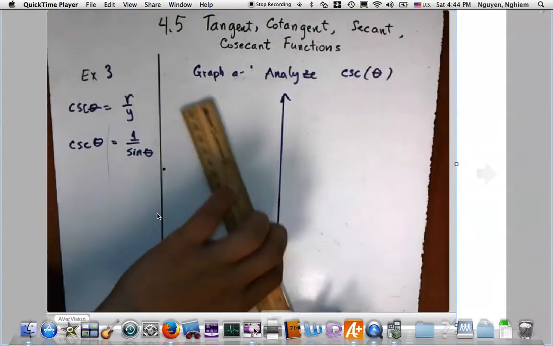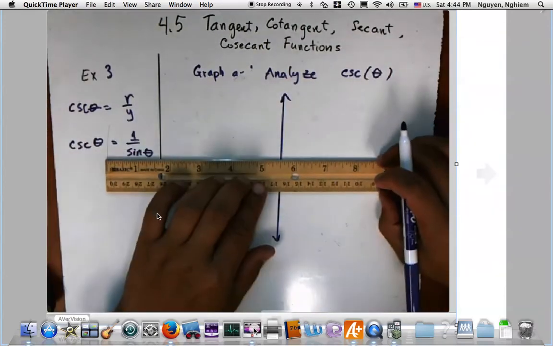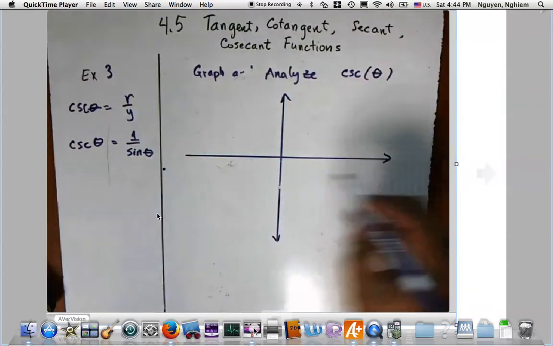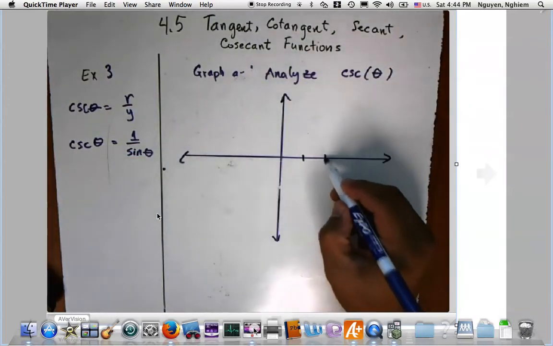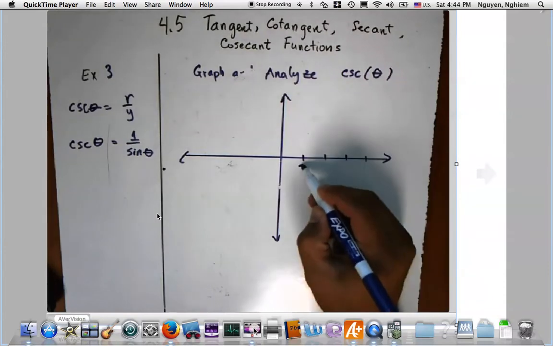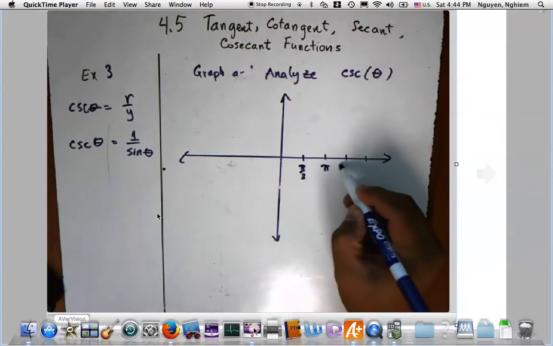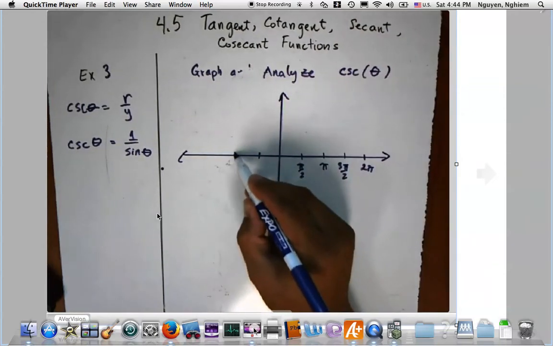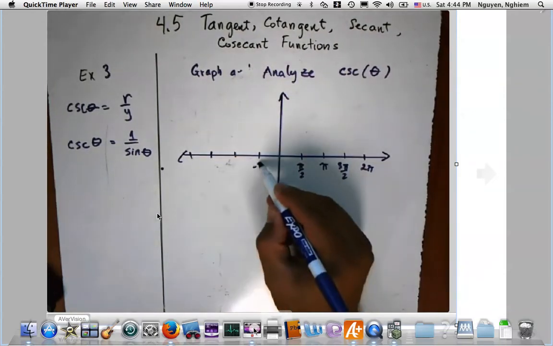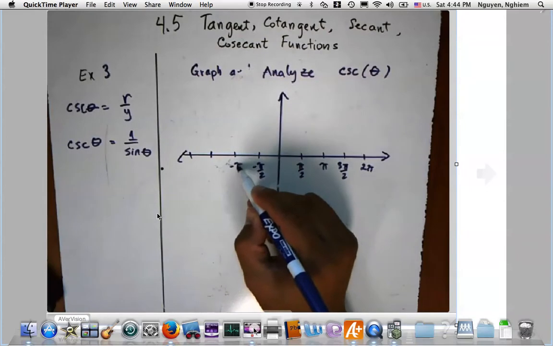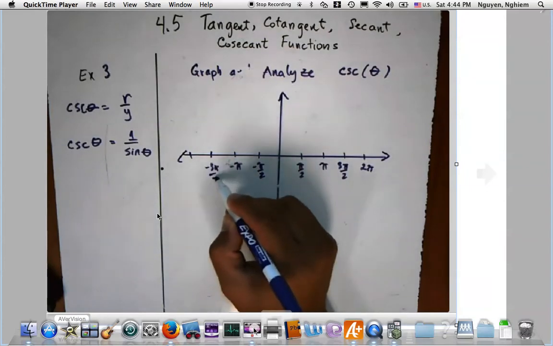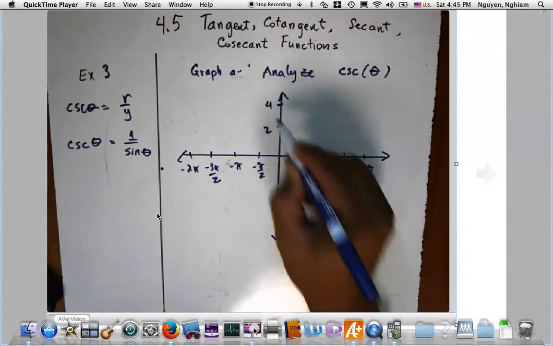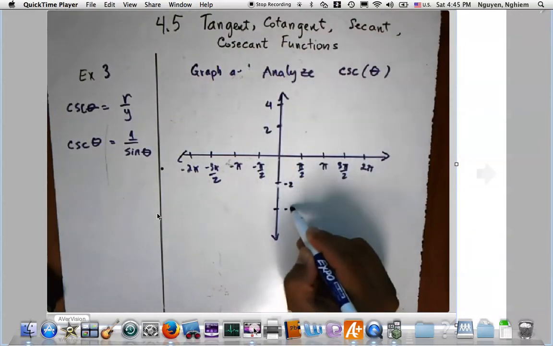So I'm going to draw this relatively large here. And I'm going to increment this by pi over 2 units at a time. This is 2, that's 4, negative 2, negative 4.